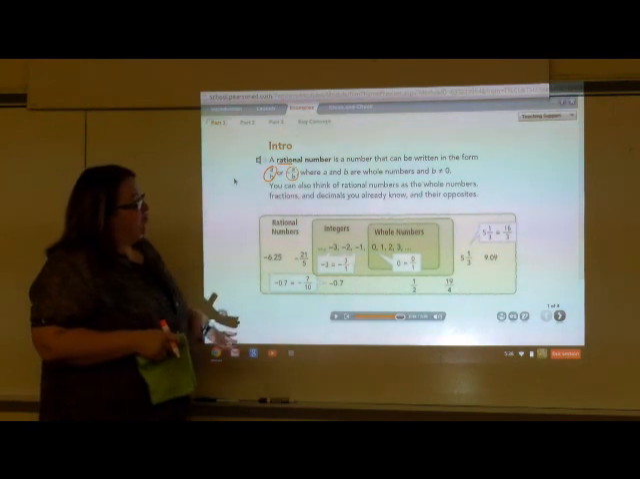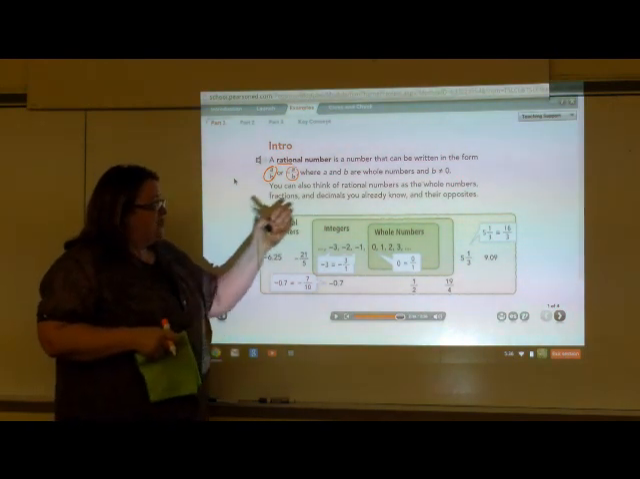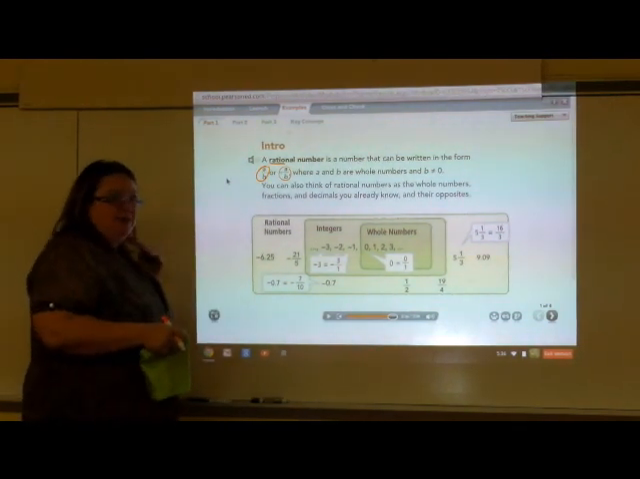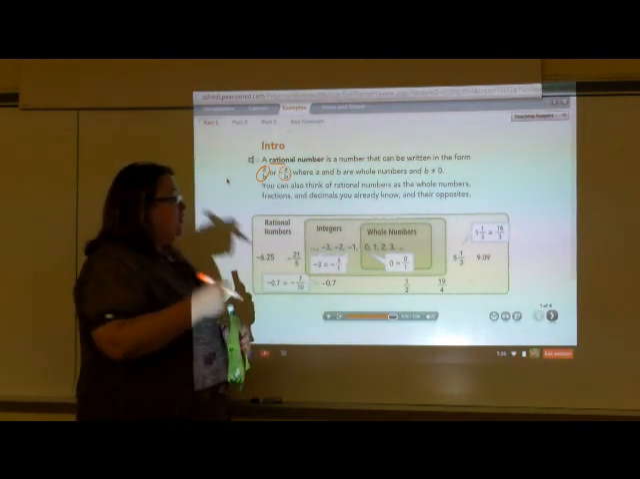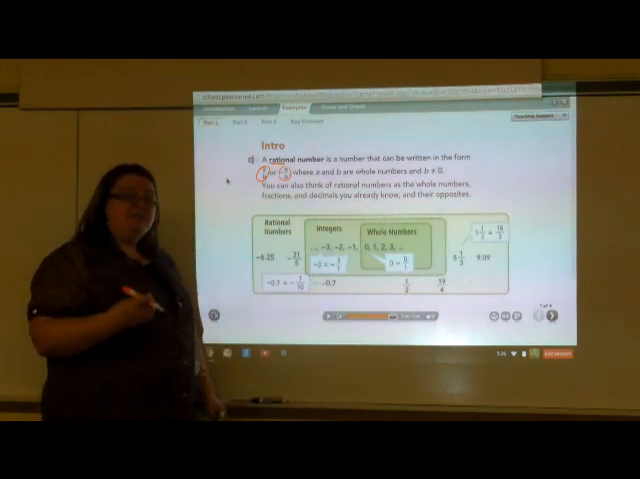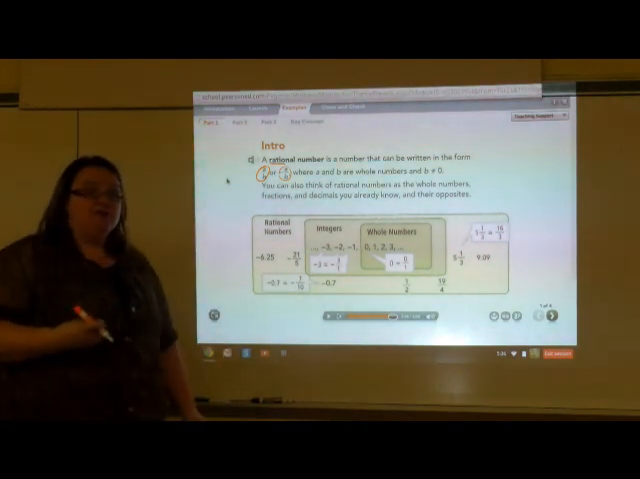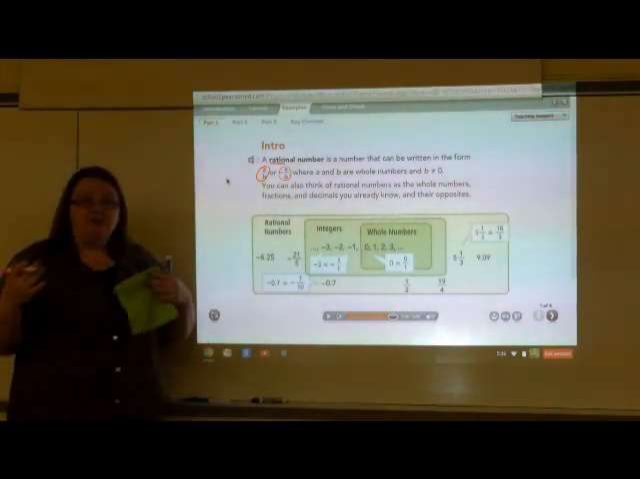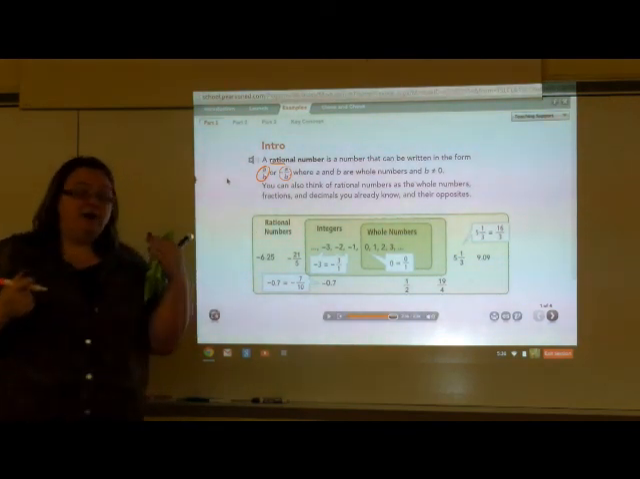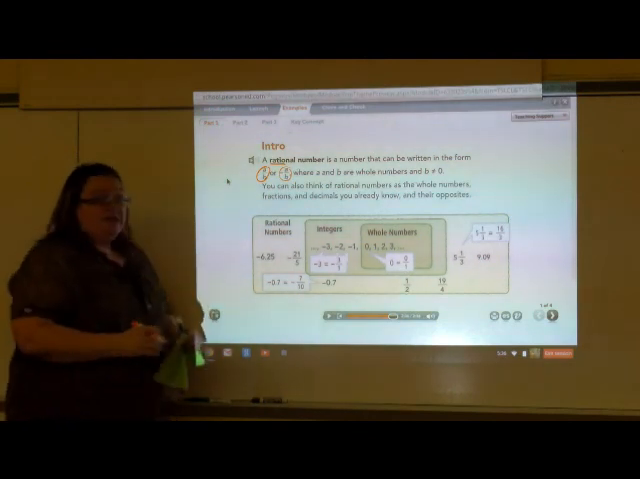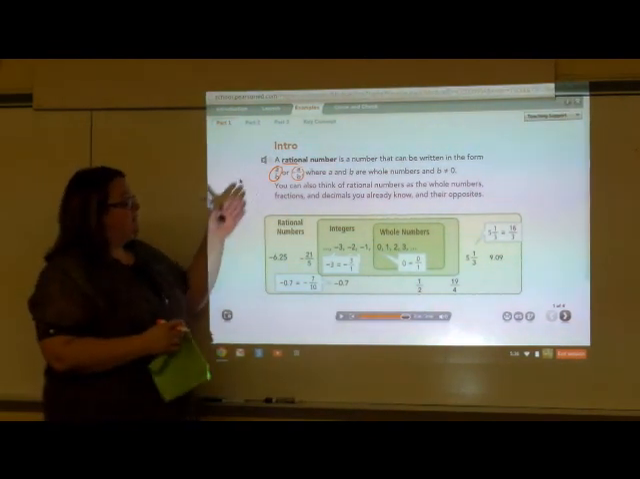Also, it says, can you think of rational numbers as whole numbers, fractions and decimals you already know? We talked about that a few seconds ago, plus they gave you some more examples, and their opposites. That's one thing I didn't do in the intro, was to show you those opposites. But remember, 5 has an opposite of -5, or -5/10 could be +5/10.